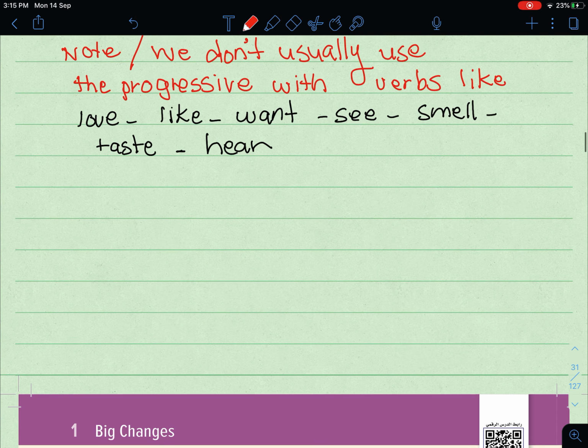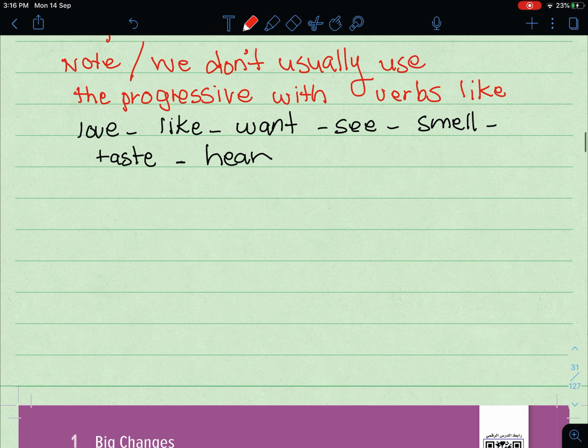Now there is something that I should draw your attention to. أبغى أنبهكم عليه based on what's in your book, and this is very important، جدا مهم. That we do not usually use the progressive with verbs like, okay، في أفعال بنستخدم معهم البروجريسيف سواء مضارع أو ماضي.